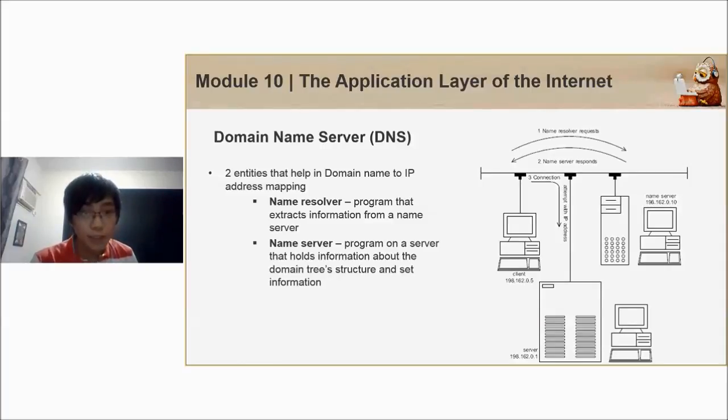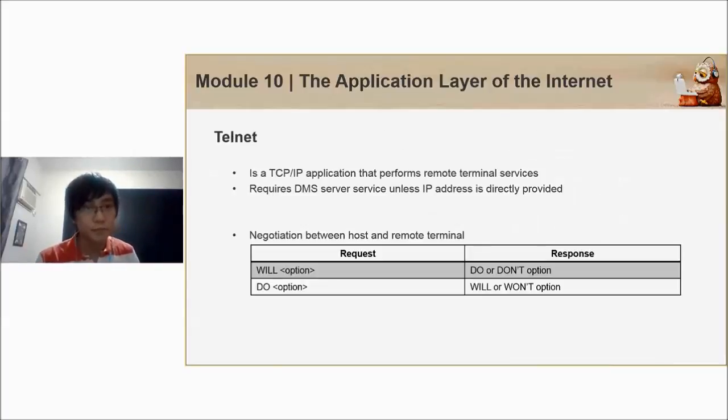We also have two entities that help in this mapping: the name resolver and the name server. Essentially, the client in the figure has to go through DNS if it needs the IP address of a particular domain name. Once it goes to DNS, the DNS reverts back to the client with the IP address, and then the client uses this IP address to route to the server.